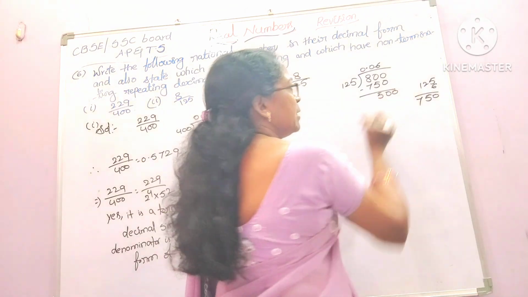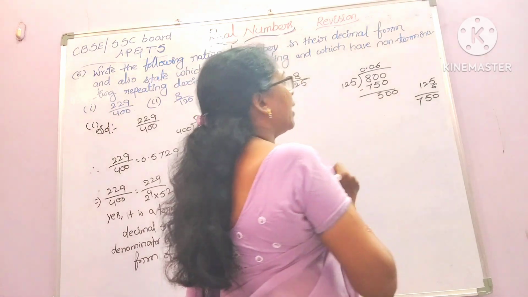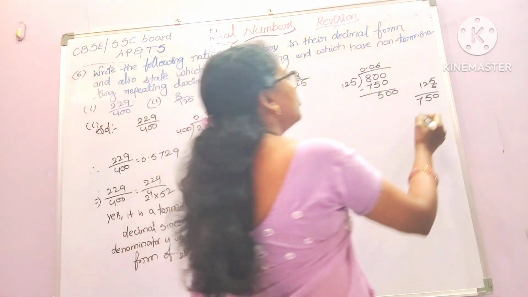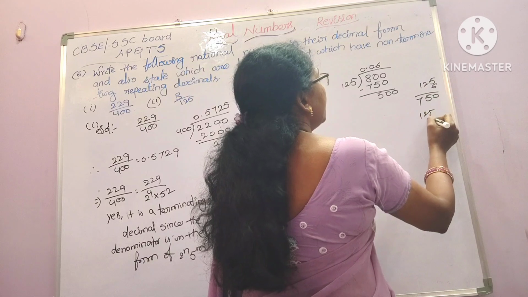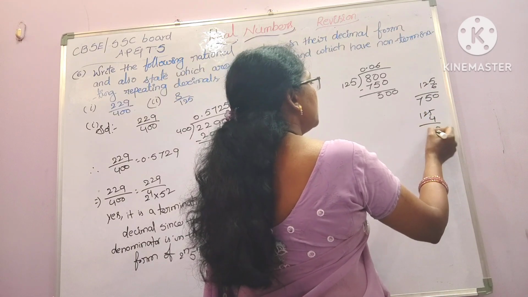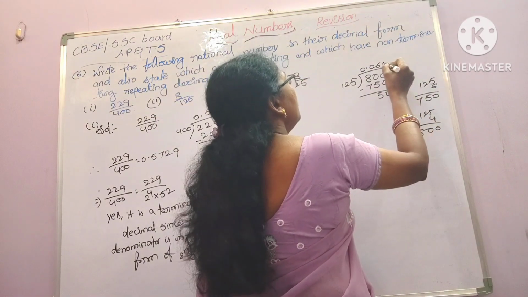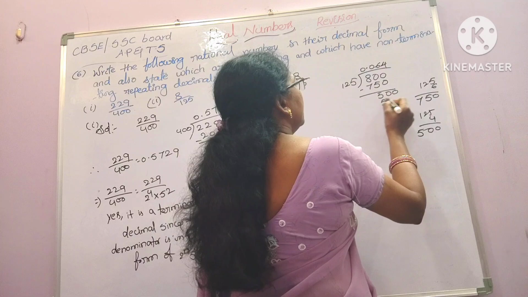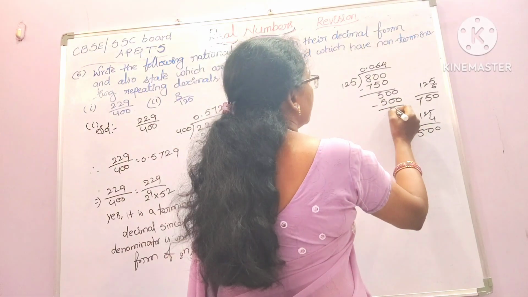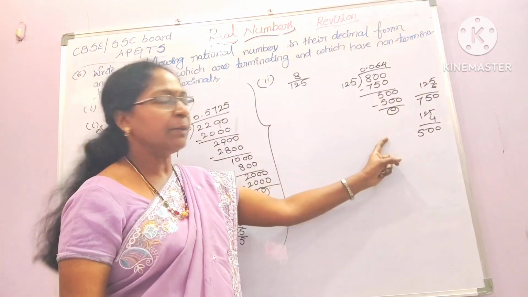Now is it divisible? No. Take 0. 125 is divisible into 500 how many times? 2 times is 250, 3 times is 375, 4 times is 500. 125 times 4: 4 times 5 is 20, 2 keep in mind, 4 times 2 is 8 plus 2, 10, 4 times 1 is 4 plus 1, 5. That means 4 times, that equals 500. Yes, we got 0 here. Then we can understand easily that yes, it is a terminating decimal.